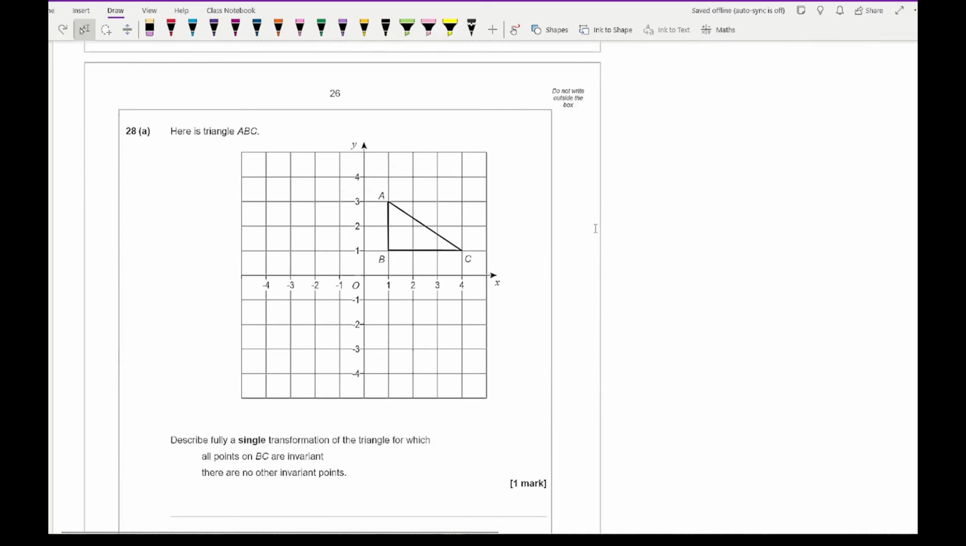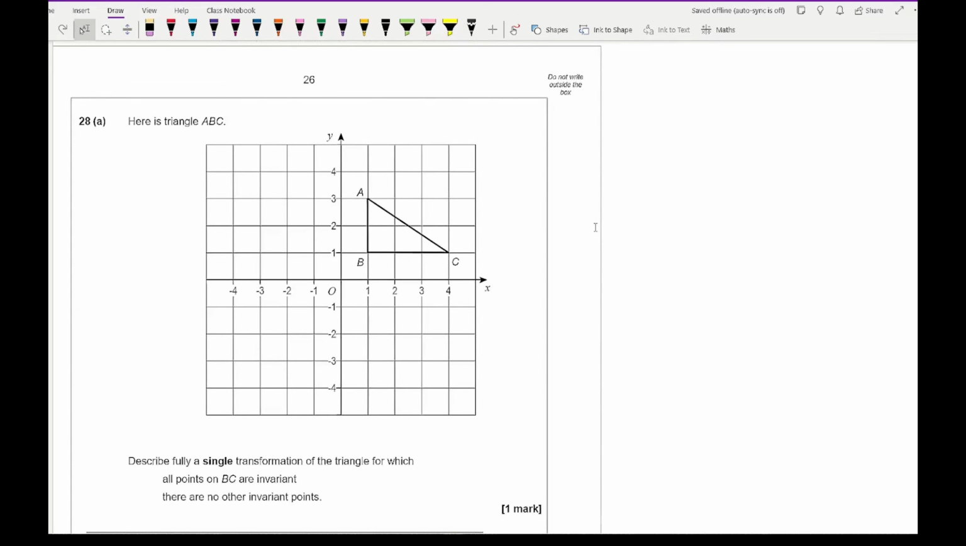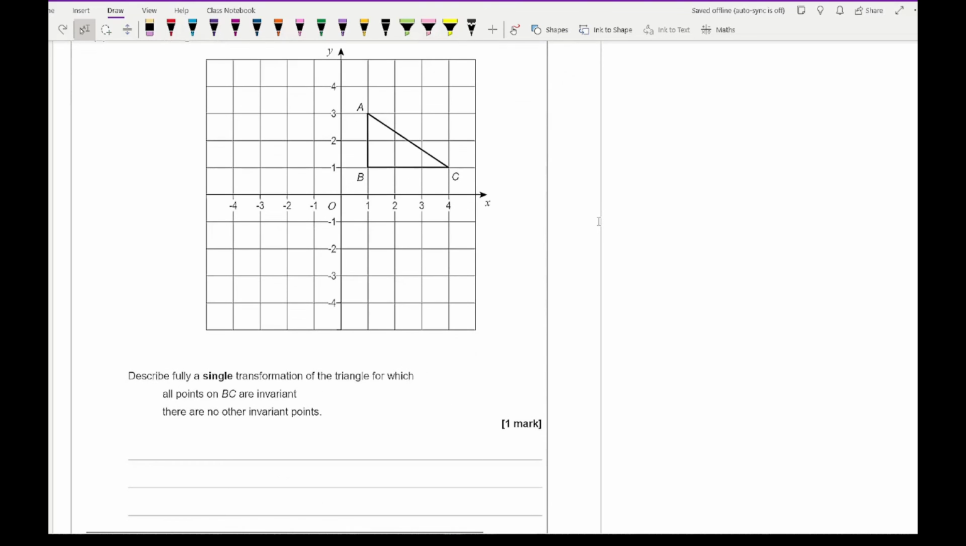Moving on to question 28a, which I believe is our last question. It says, here is a triangle ABC. Describe fully a transformation of the triangle of which all points on BC are invariant and there are no other invariant points. So basically what invariant means is that it does not move.